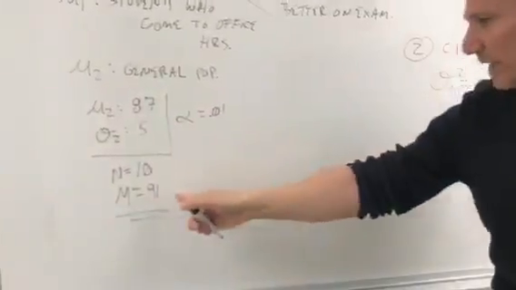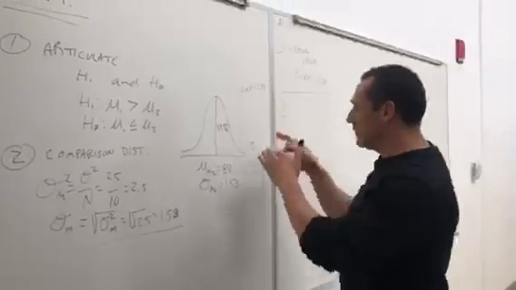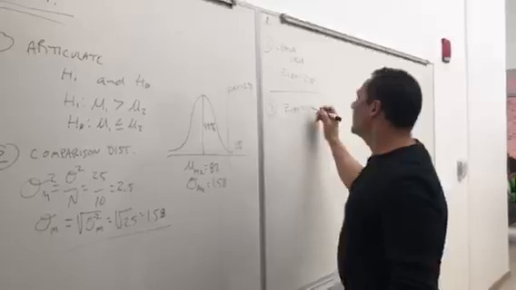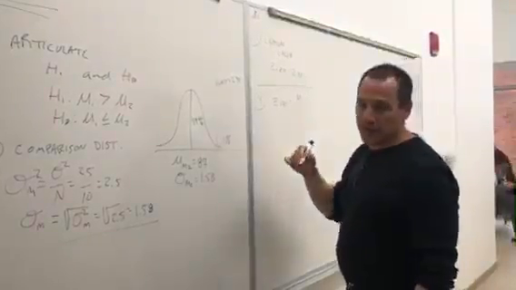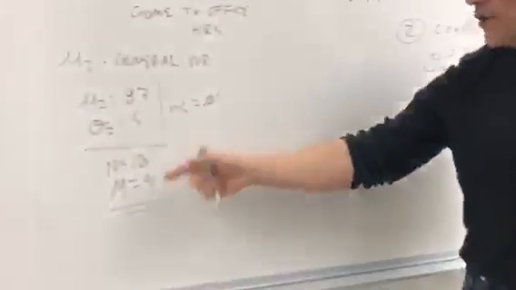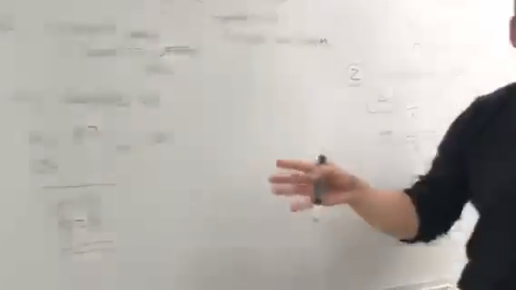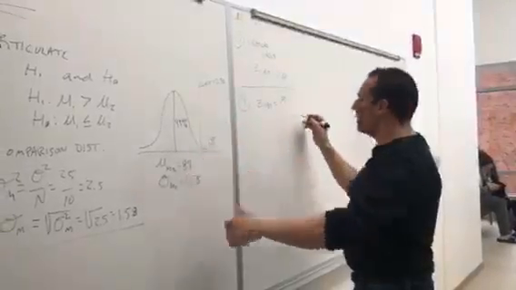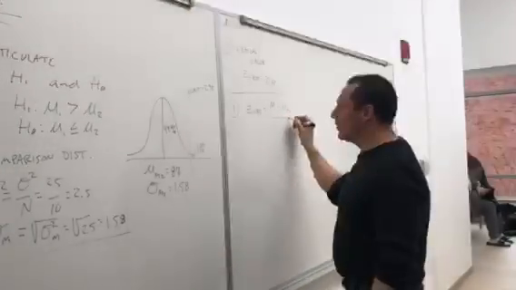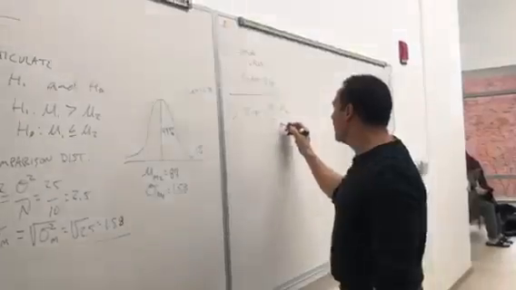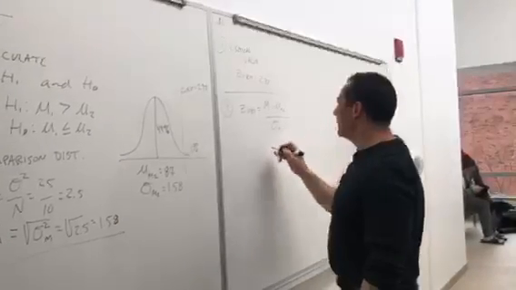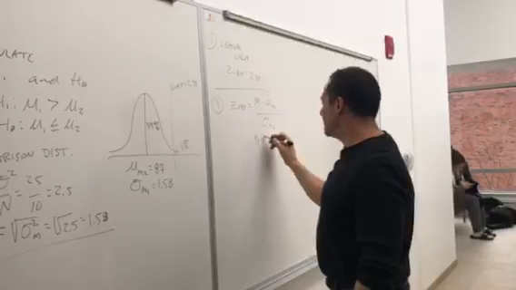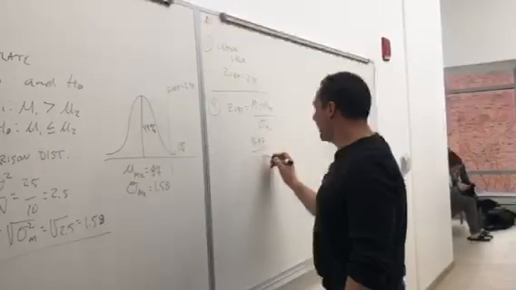The next thing we're going to do, step number 4, is compare the z that corresponds to this specific mean of 91 to this critical value. So z, or what I call z obtained, equals the sample mean of interest, which we are given at the very beginning, or you might be given a set of scores and you calculate it, minus the mean of the comparison distribution, M sub 2, divided by the standard deviation of the comparison distribution, sigma sub M sub 2, equals 91 minus 87 divided by 1.58.